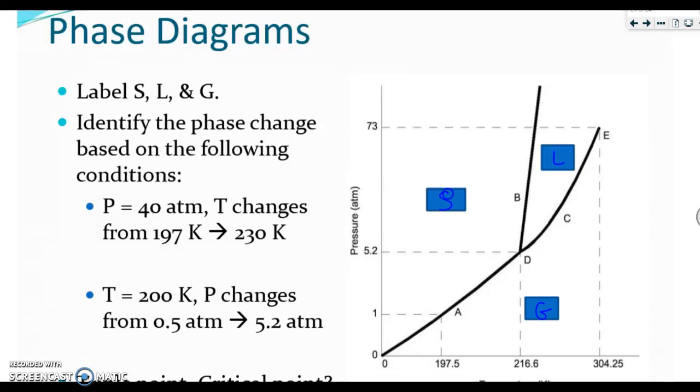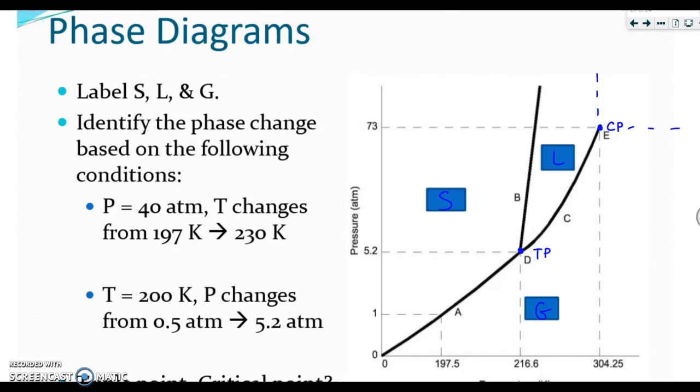We're also going to label the triple point. That's the point on the graph where all three interconnect, as well as our critical point, which is where we can no longer officially differentiate between a liquid and a gas. So that's this section up here. A lot of times these are called supercritical fluids because you can't tell the difference between the liquid and the gas state. So you'll be expected to be able to label those 5 things.